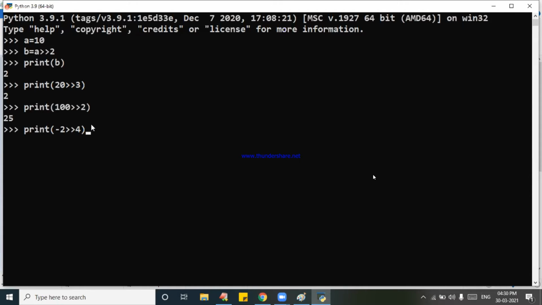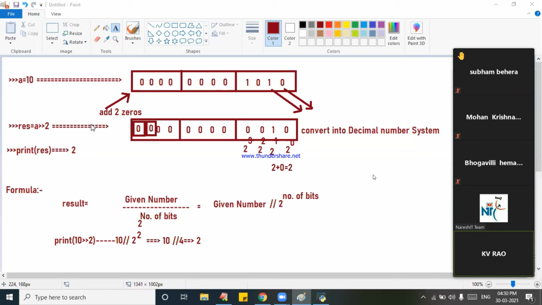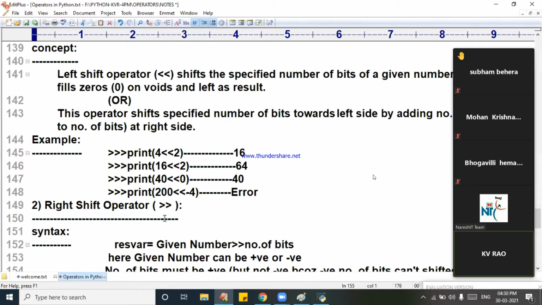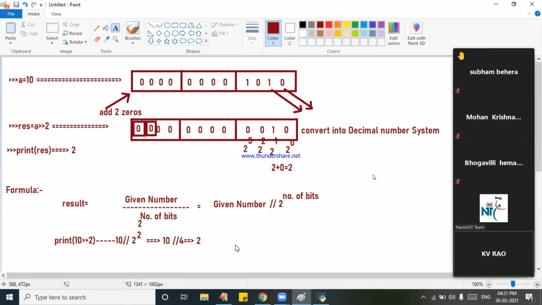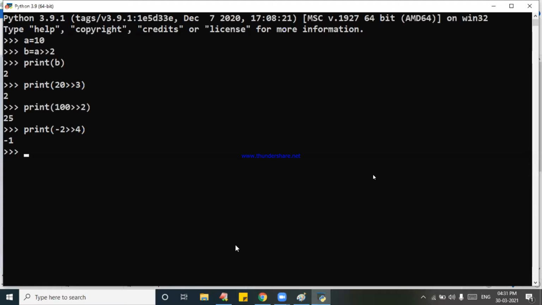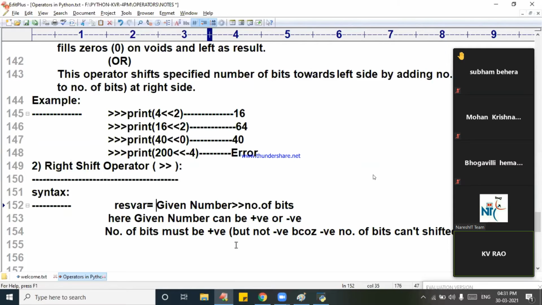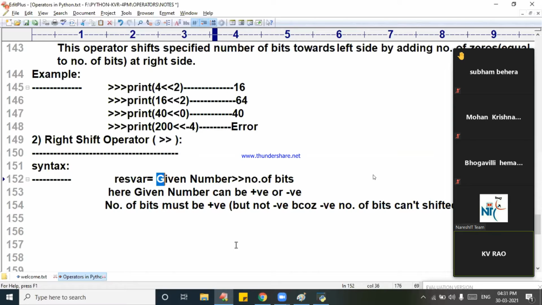Come on, all of you. See guys, what you are saying. Minus 2 double greater than 4. Where are you guys? Now see carefully, see the syntax. You are thinking something different about the given number. The answer is minus 1. You are thinking in a different way.